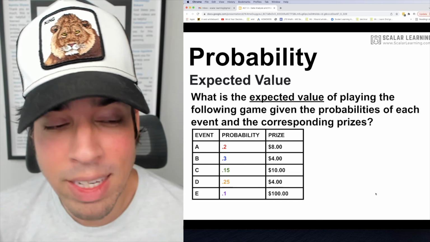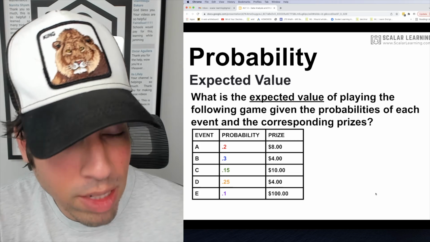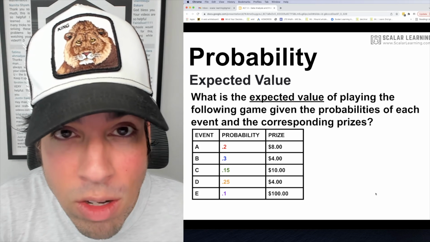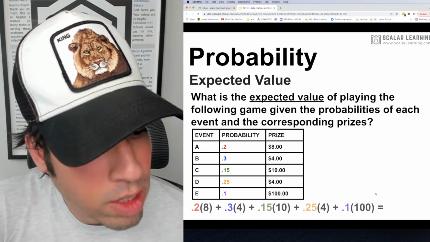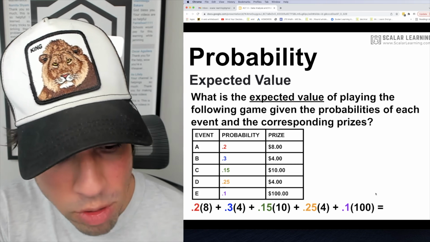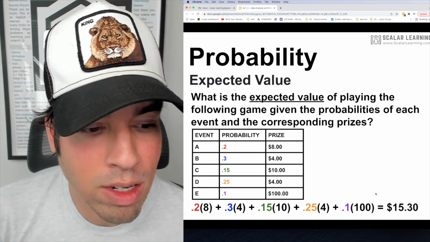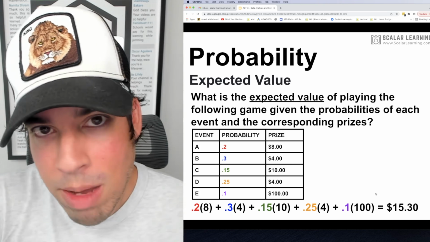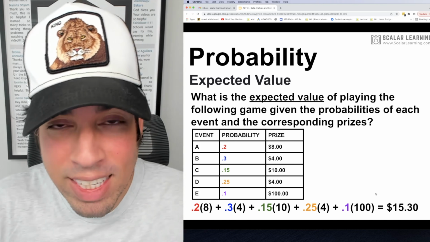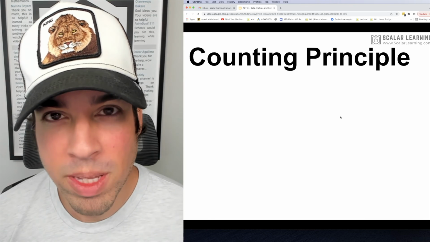So to calculate expected value, what we do is we take that probability value with each prize and we multiply them. We multiply, and then we add all of those products. So check it out. It's 0.2 times the corresponding 8, 0.3 times the corresponding 4, so on and so forth. We add all of these up and we get $15.30. So what that basically means is for somebody who's playing this game, for every time they play, the expected value is $15.30. Next, we're going to talk about the counting principle.